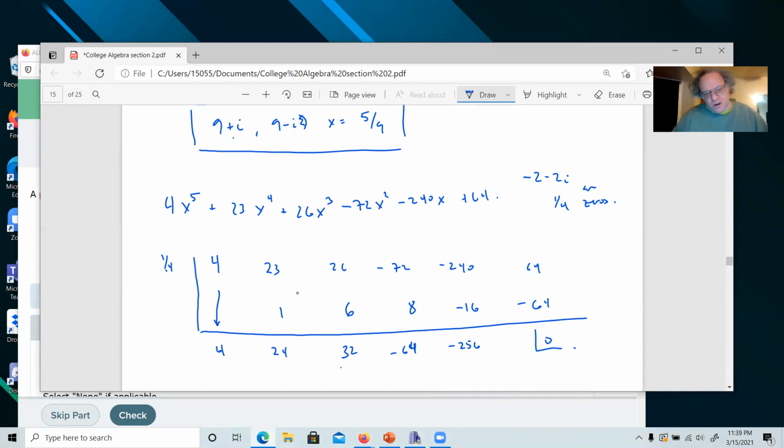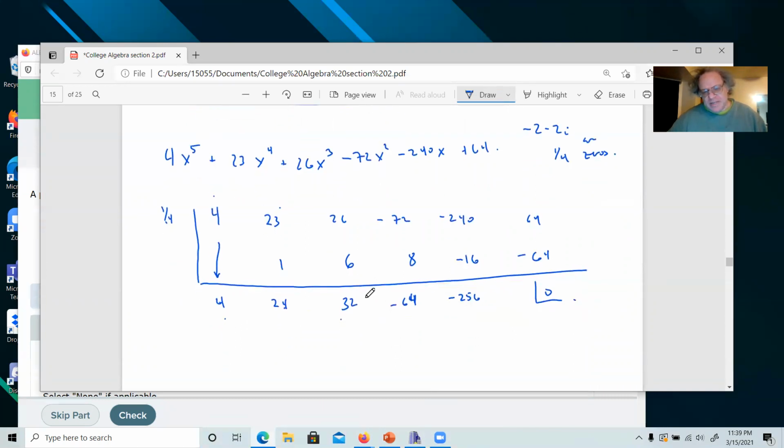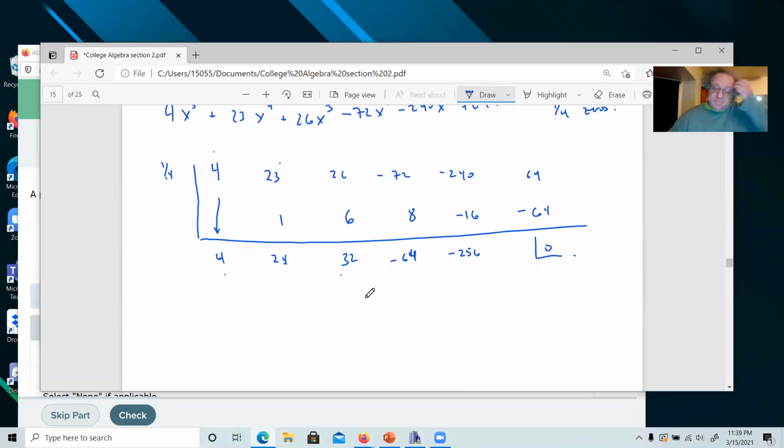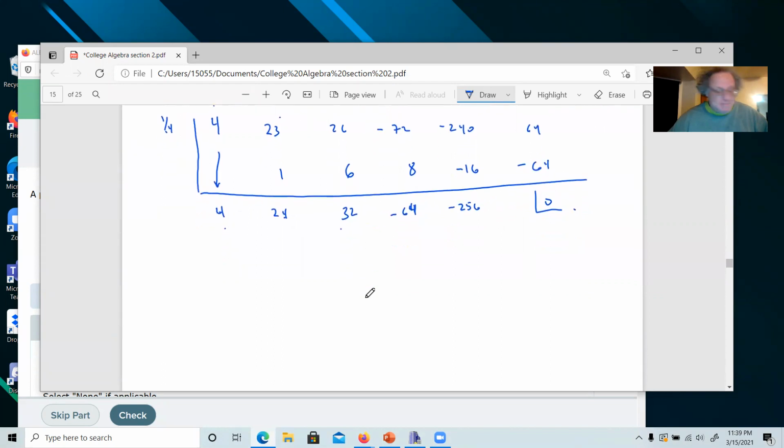Okay, but notice this started off as an x to the 5th. This is now 4x to the 4th. It's 23x to the 4th. It's now 24x to the 4th. All right, so did the numbers get better? Not really, but there we are. All right, next.